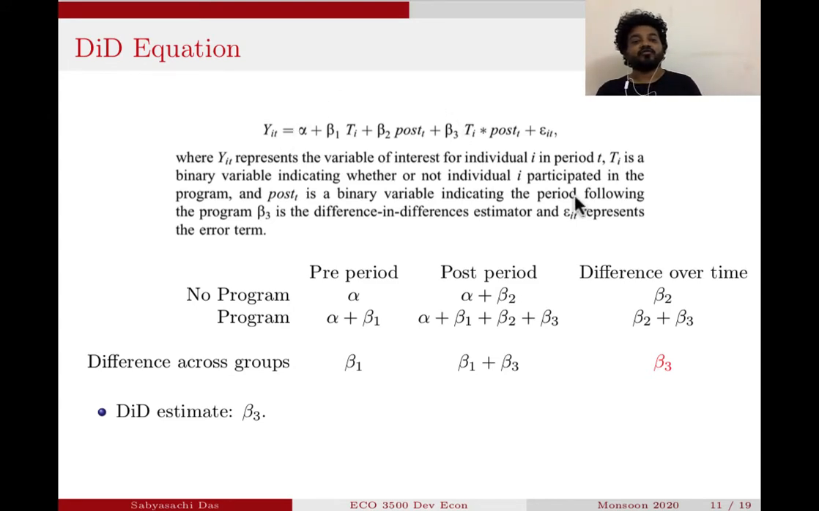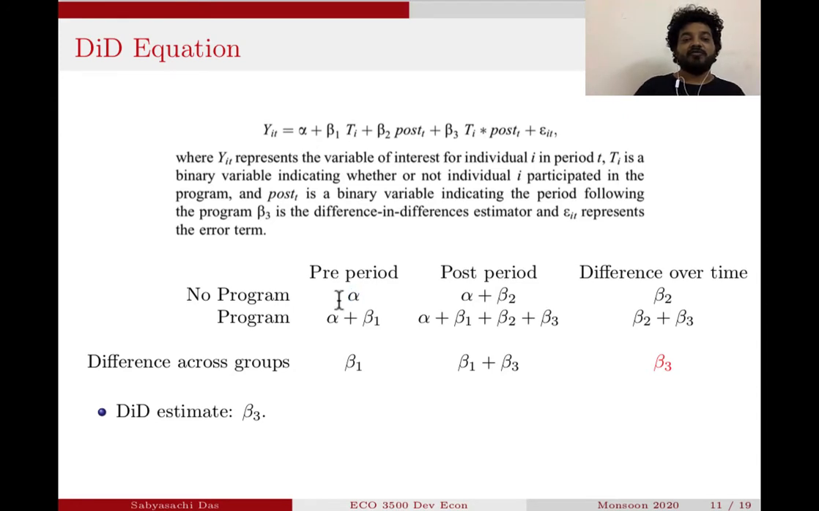Okay, so what is the idea? The idea is that suppose you are in the control group in the pre-treatment period. So then if you are in the pre-treatment period, your post value takes 0, and you are in the control group, so your TI is also 0. You are not in treatment, you are in control. So all of these terms are 0. So the average value of Y is just alpha, because the average value of epsilon is 0. So that's what I've written here.